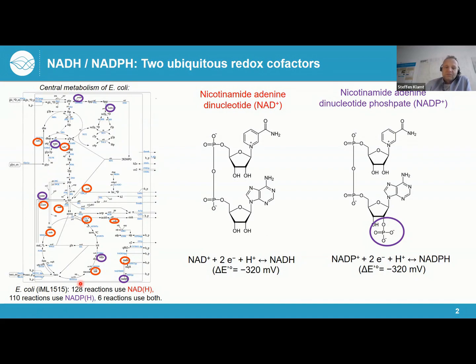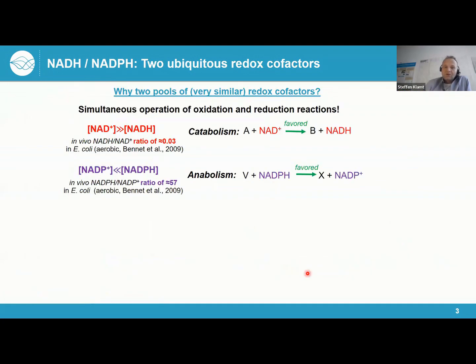Those include, for example, the transhydrogenases. NAD and NADP are chemically very similar molecules, differing only in one phosphate group, as shown here. So they have very similar chemical properties. In particular, they can accommodate 2 electrons together with 1 proton, yielding the reduced forms NADH and NADPH. With that, you might immediately ask the question: why are there 2 pools of very similar redox cofactors?